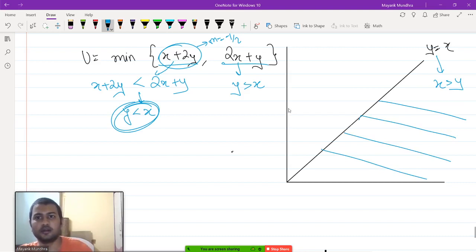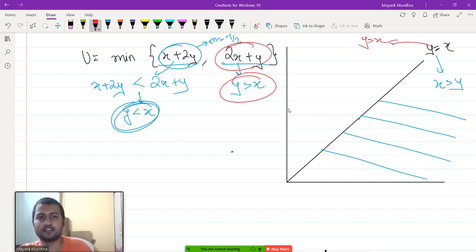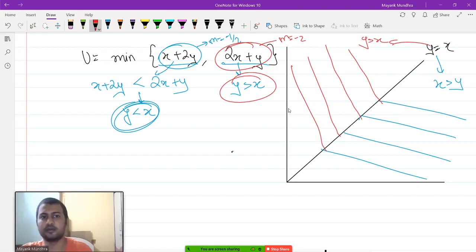And here, for y greater than x, you will have slope 2 lines. Okay, so this is m equals minus 2. So slope 2 will look like this. So you have slope 2 and slope half.